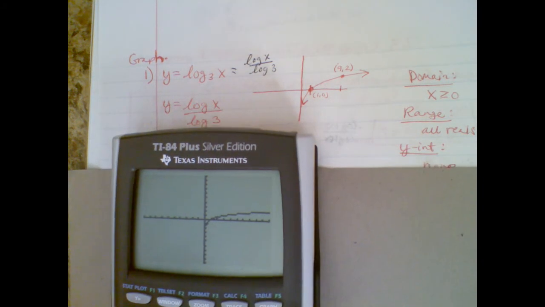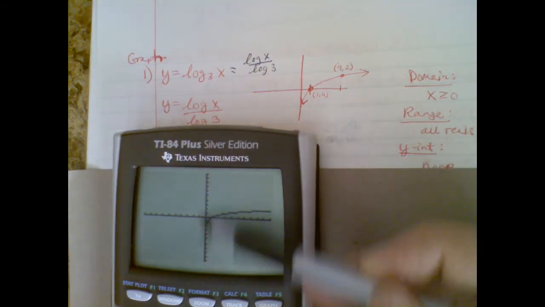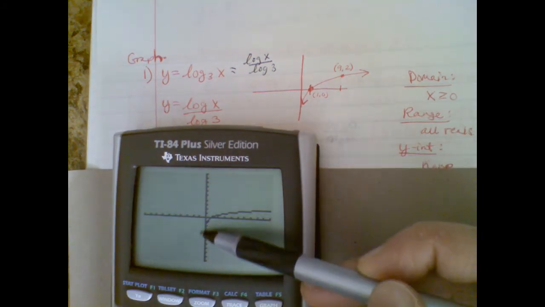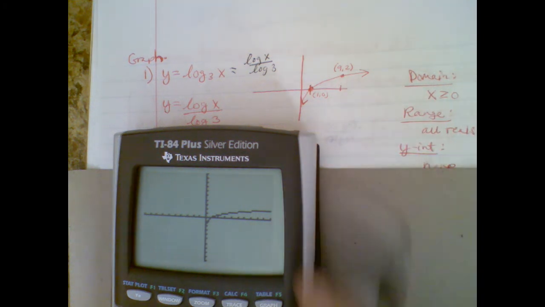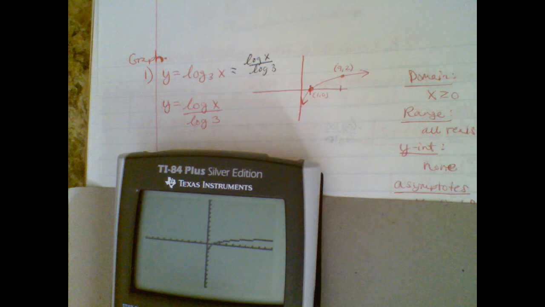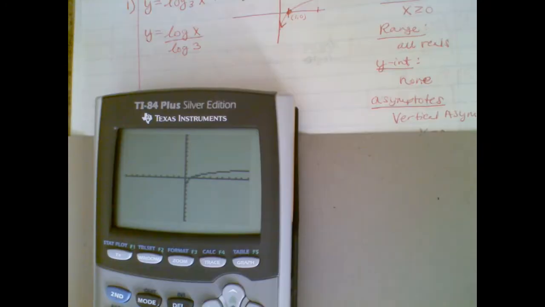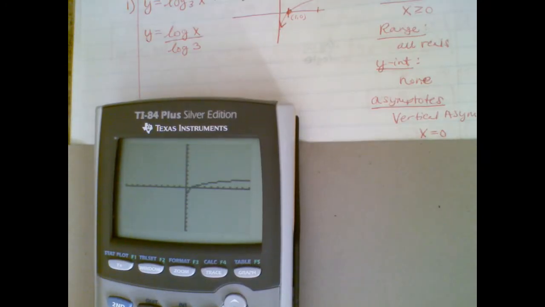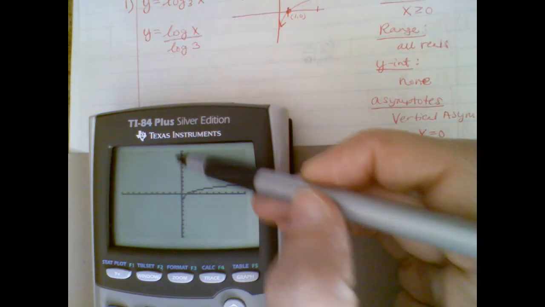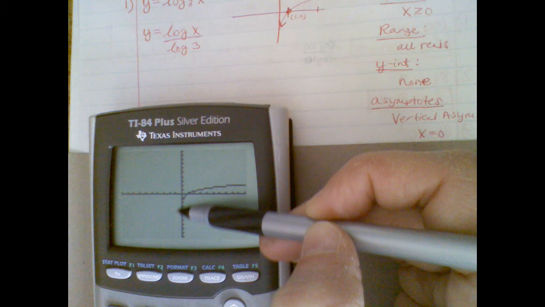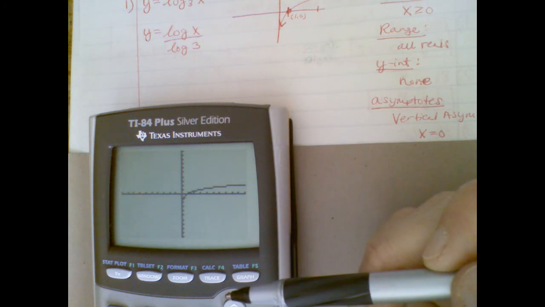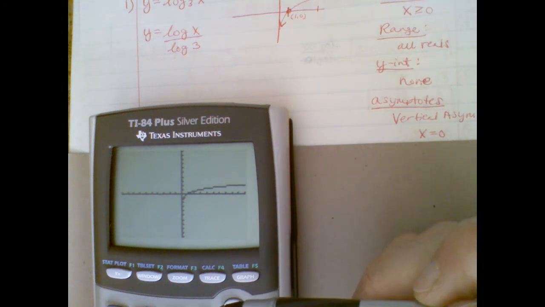Our y-intercept is where it crosses the y-axis. Notice it does not cross this y-axis. It approaches it, but it does not cross over it. So there is no y-intercept, so we just put none. And then our asymptote is where can we make a vertical line that it approaches but does not cross. Notice right here at x equals 0, I can make a vertical line. It approaches it, but it does not cross that vertical line. So our vertical asymptote would be x equals 0.